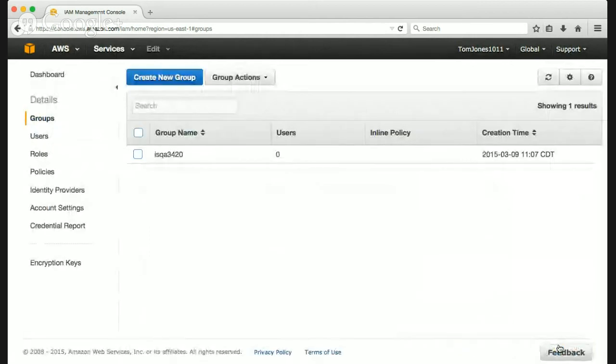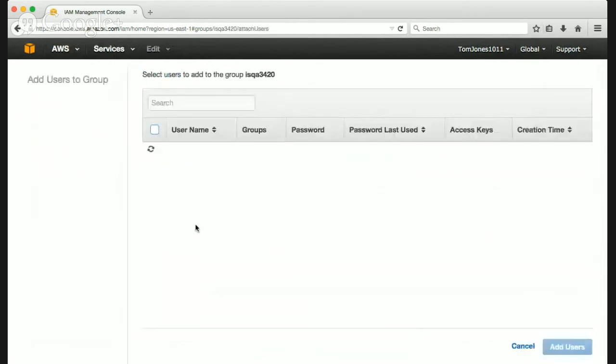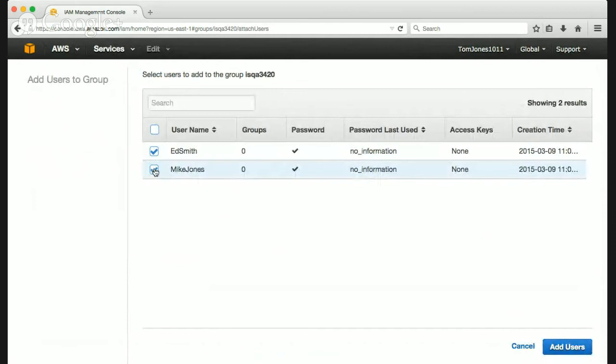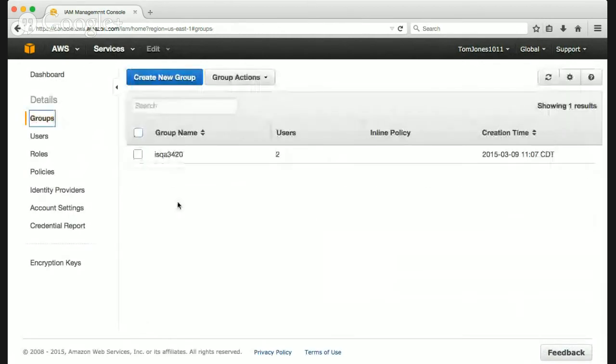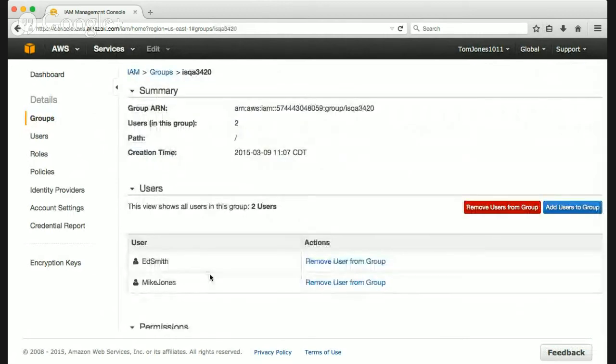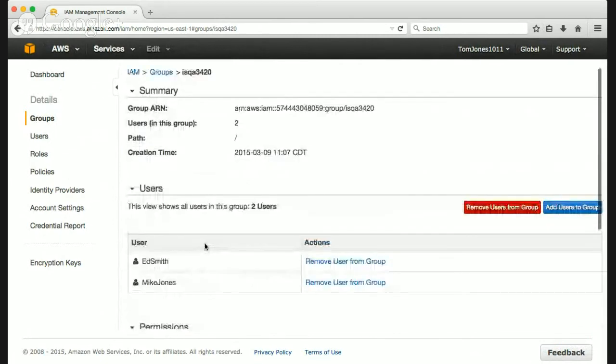So I'm just going to click Create Group, right? And then the group is created with no policy. I'm going to add users to the group. I'll add Ed Smith and Mike Jones, add users. So if I come back to groups, you can see that this group actually has no permissions, right? And there are 2 users in this group.